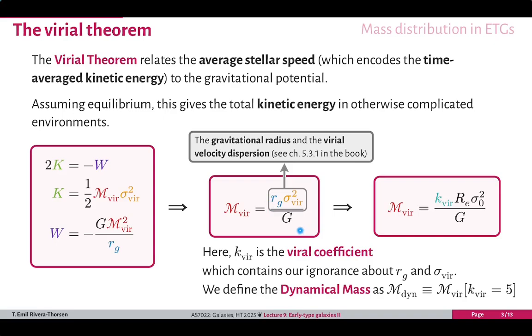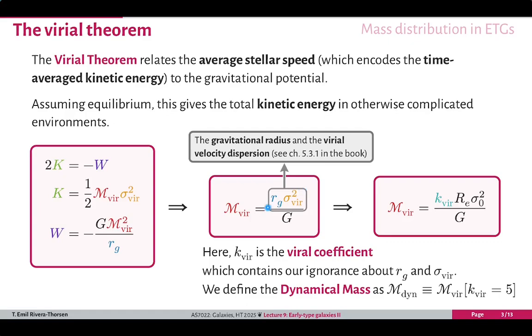So what we do is that we rewrite this expression to be the effective radius of the galaxy times the central velocity dispersion squared instead of these other quantities, and then times a coefficient that we call the virial coefficient. And this is basically a coefficient that just encodes our ignorance about these two things over here, right?